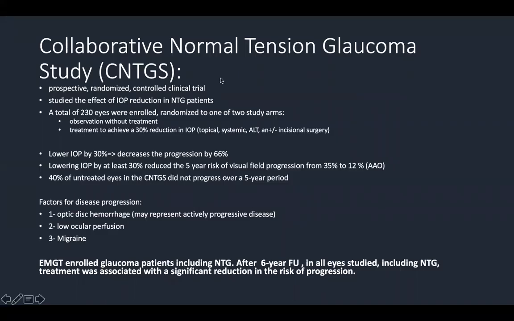This is the collaborative normal tension glaucoma study, if you'd like to review it, because I think you might be asked about some studies in the examination, especially the ones that are usually discussed in the clinic, like the normal tension glaucoma study. The finding is that lowering by 30% will decrease the progression. Factors for disease progression include optic disc hemorrhage, low ocular perfusion, and migraine.